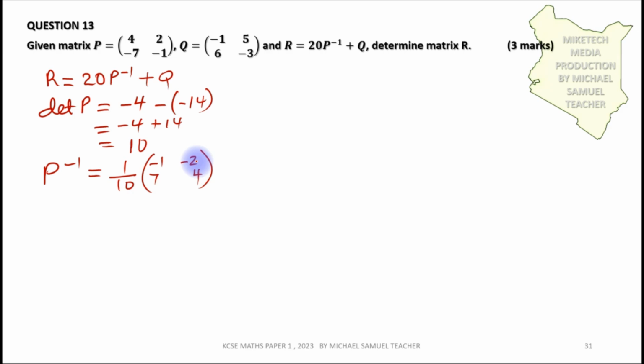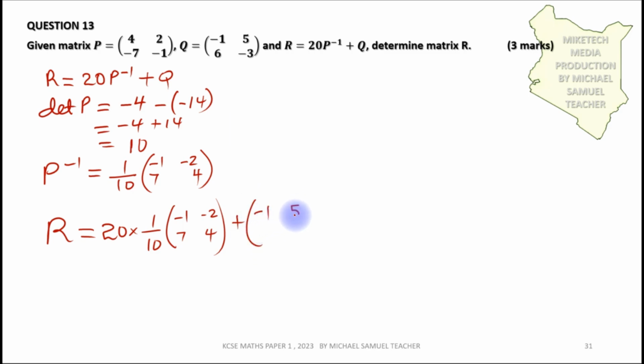Therefore, R will be equal to 20 times the inverse of P, which is 1 over 10 divided by -1, 2, -2, 7, 4, then plus Q, which is -1, 5, 6, -3. This will be equal to 20 times 1 over 10. So 20 by 10 is 2. Therefore this will be 2.